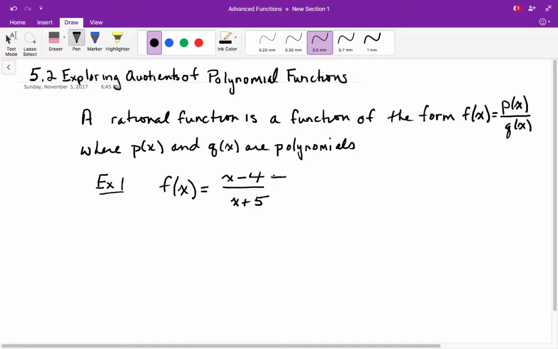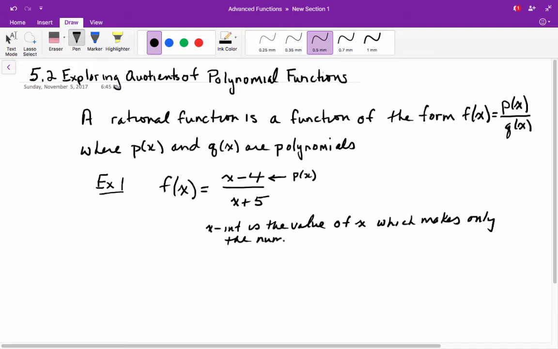So in the numerator, we'll call this p(x). The x-intercept comes from the value of x that makes the numerator equal to 0. So the x-intercept is the value of x which makes only the numerator equal to 0. In this case, x equals 4 is the 0 or x-intercept.